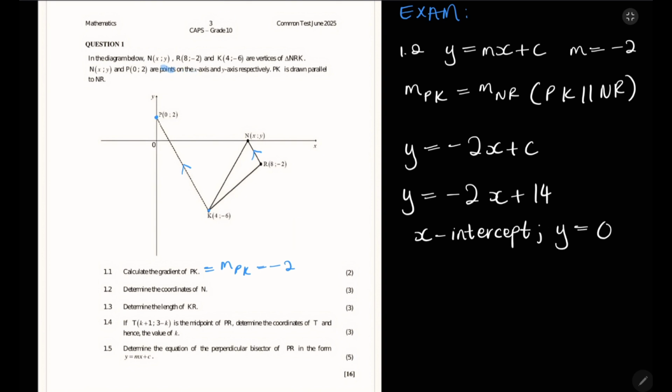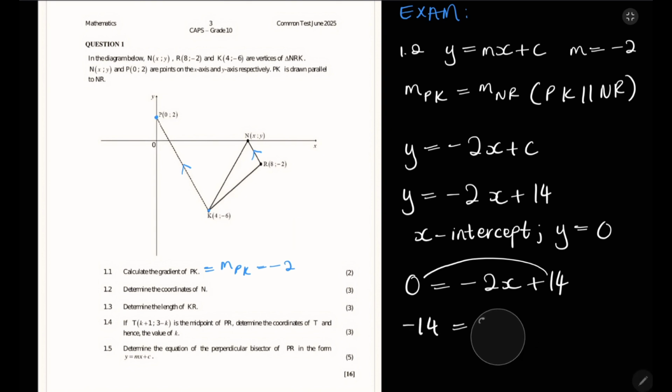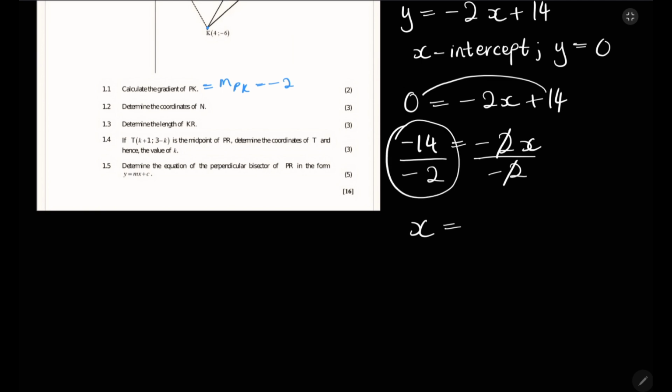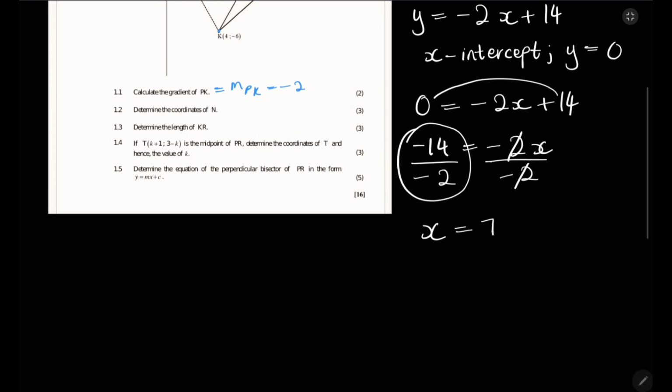And they told us in the statement that N and P are points that lie on the x-axis and the y-axis respectively. So here we can see that N is on the x-axis. 0 is equal to -2x plus 14. Now let's take this 14 to that side. This will be -14 is equal to -2x. So we can divide both sides by -2 to get rid of that. x is equal to, what is -14 divided by -2? Your answer will be 7.